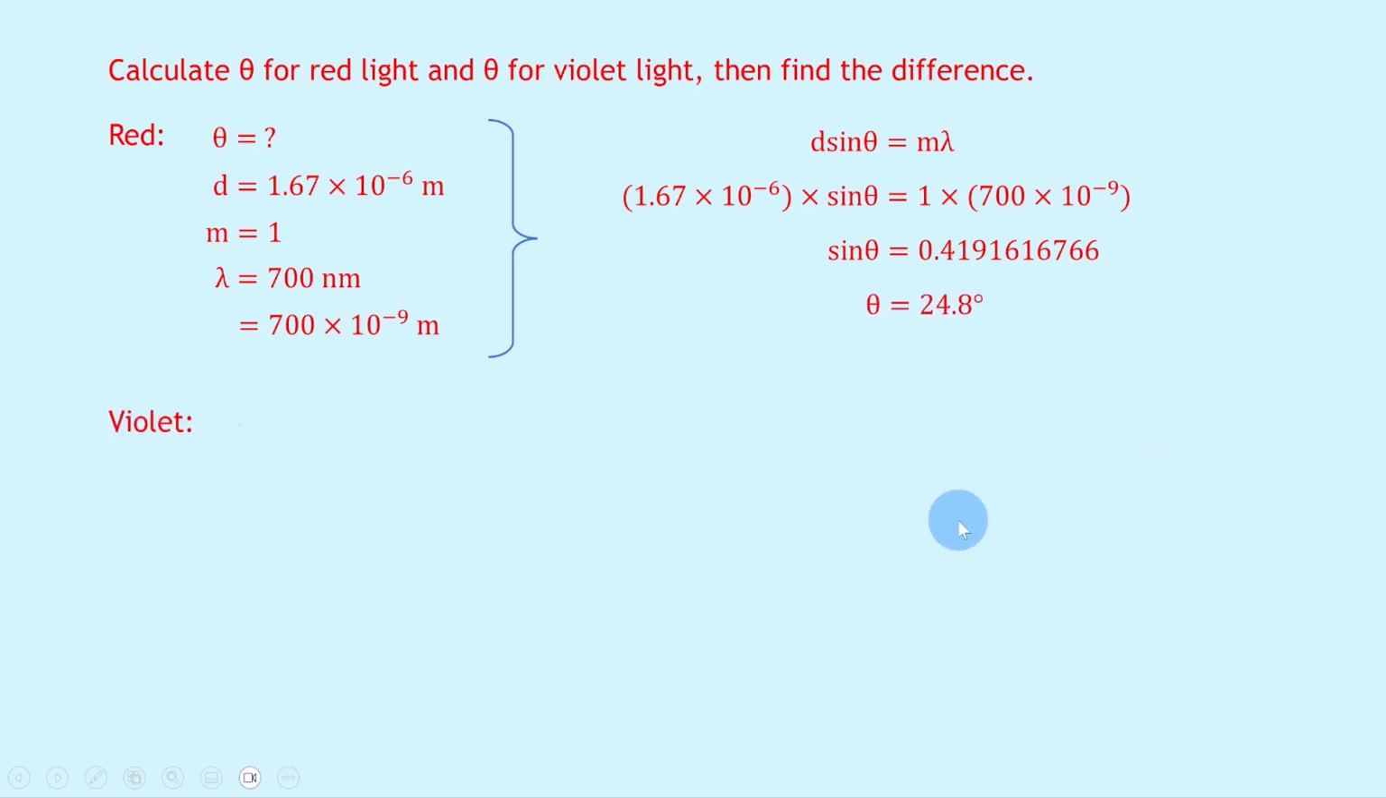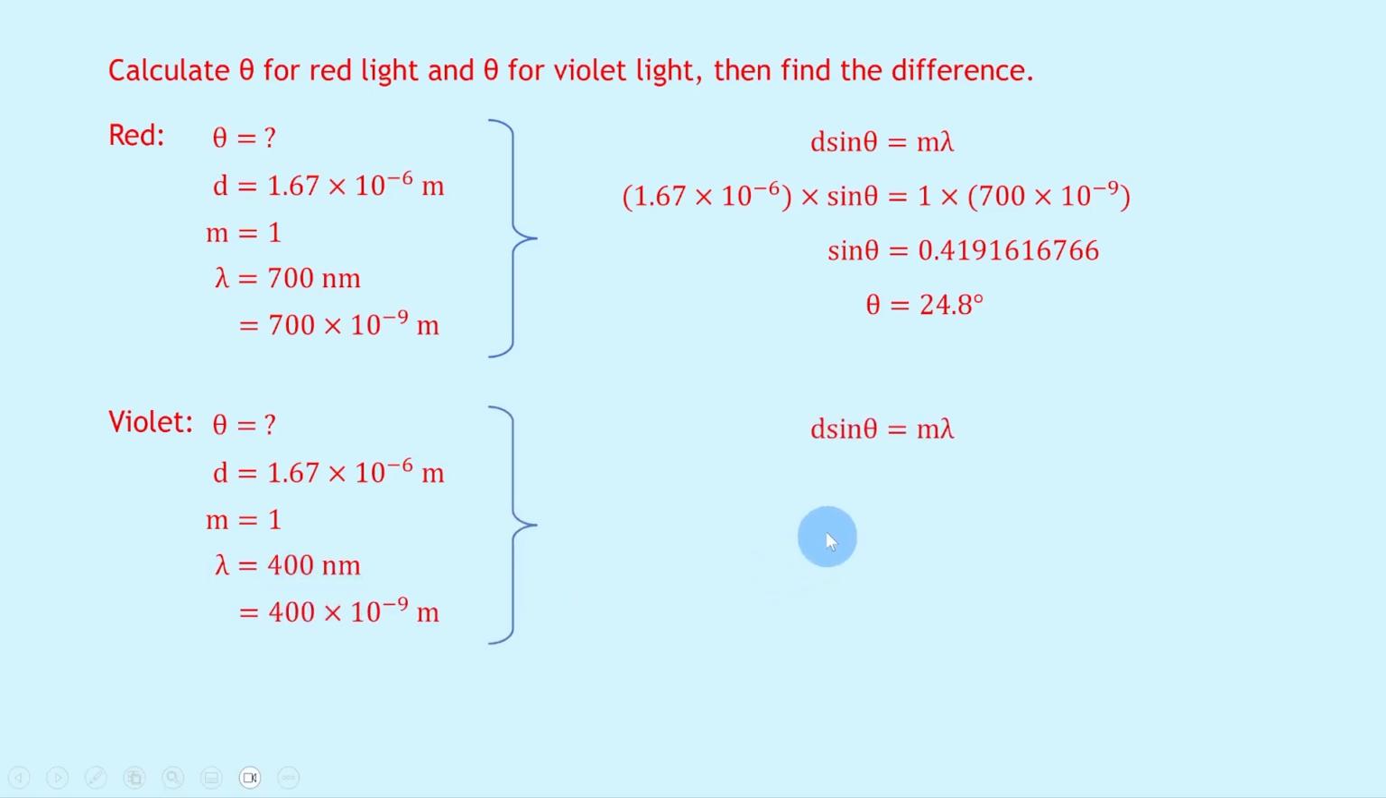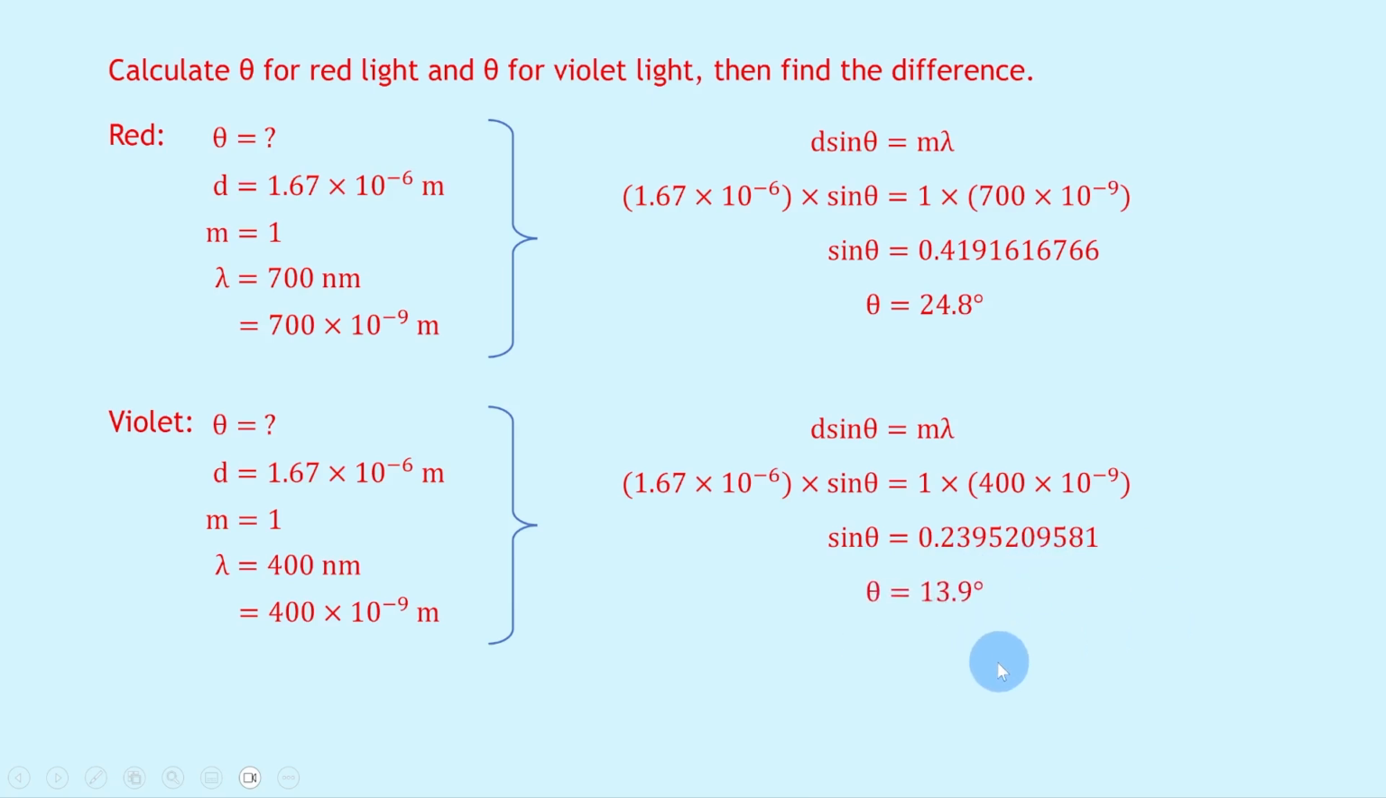We can then do the same for the violet light. So we have theta is what we're trying to find. d is 1.67 times 10 to the minus 6 meters again. m equals 1 just like before, but the wavelength this time is 400 nanometers, which is the same as 400 times 10 to the minus 9 meters. So the only thing changing here is the wavelength for the different color. So writing down our grating equation just like before, we have d sine theta equals m lambda. Substituting in the numbers gives 1.67 times 10 to the minus 6 times sine theta equals 1 times 400 times 10 to the minus 9. So again, doing the right hand side divided by this value for d gives sine theta, which gives a value of 0.2 followed by lots of digits. Keeping that in your calculator again and then doing inverse sine of both sides or shift sine in your calculator should give you an angle theta of 13.9 degrees.